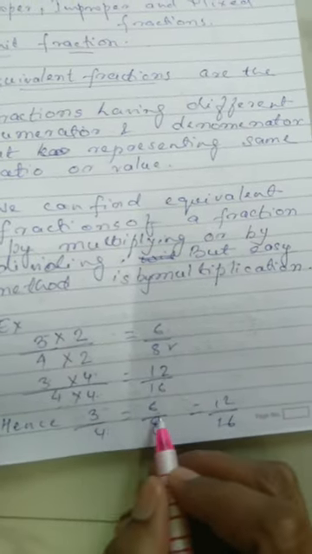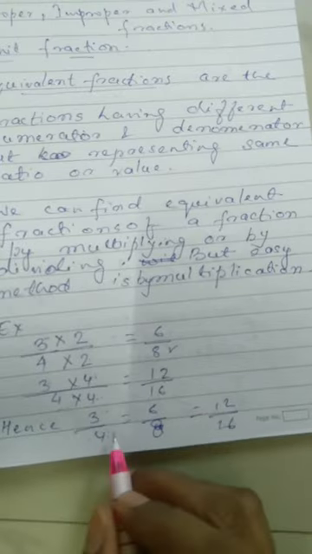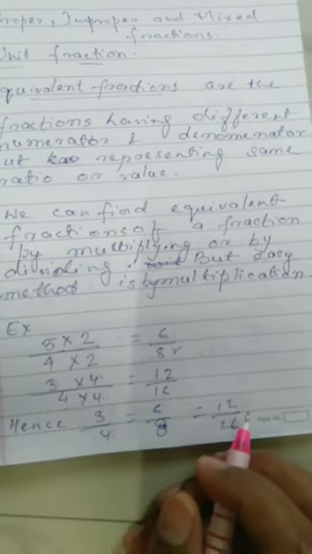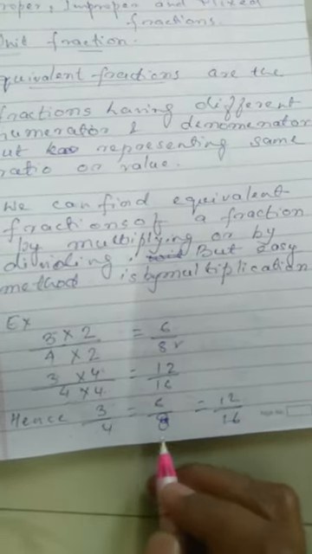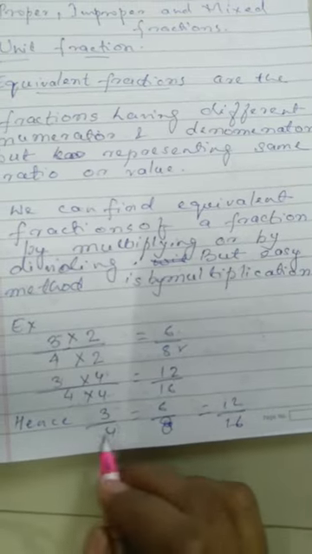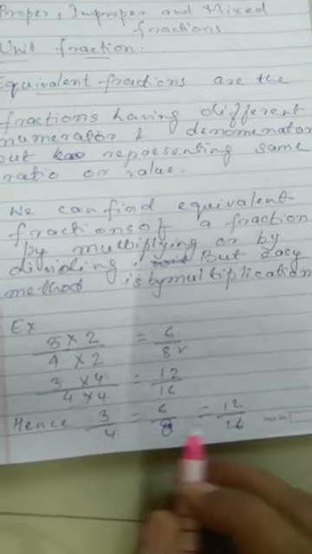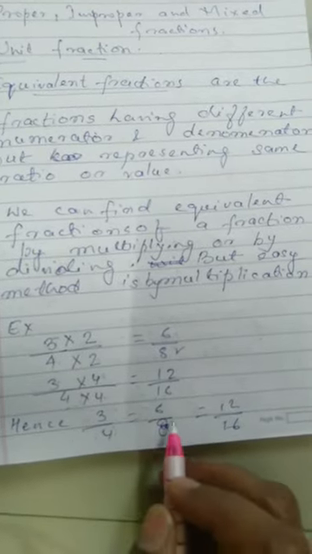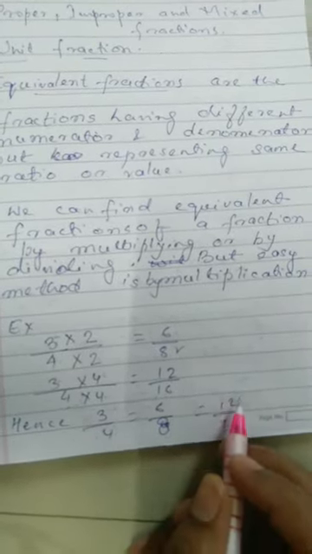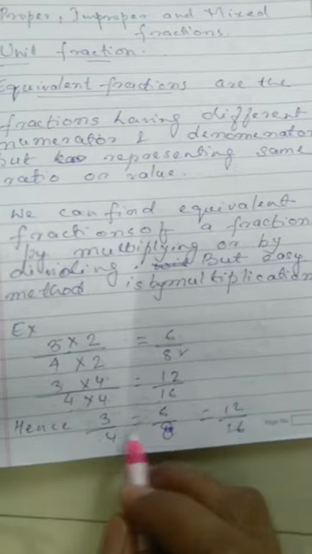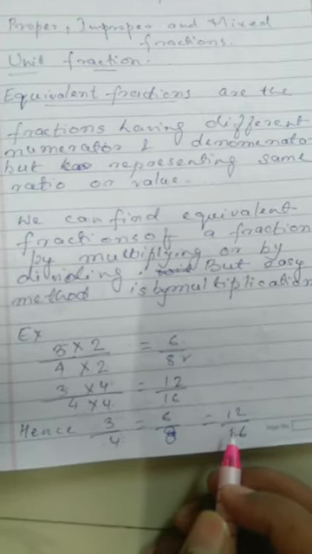Here 3, 6, 12 are numerators, these are different numbers. 4, 8, 16 are different numbers, but the fractions are equivalent. 3 upon 4, 6 upon 8 and 12 upon 16. These three fractions are equivalent to each other.